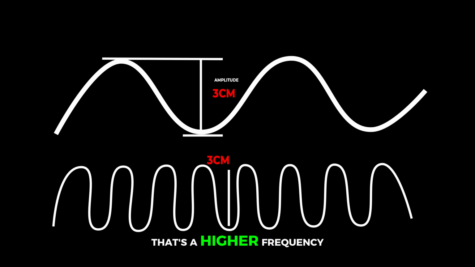So, if this one has a 3 centimeter wavelength, and you have another with the same length but more waves per second, that's a higher frequency. So here, maybe 3 hertz, there, 10 hertz, same length, but more waves equals higher frequency.